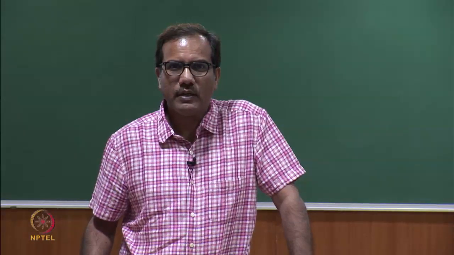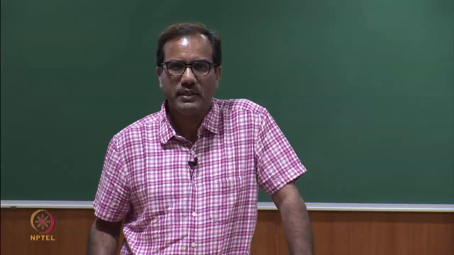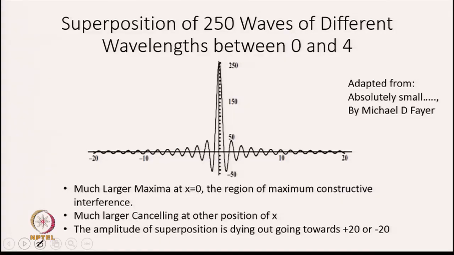Now, think of what will happen if there are 250 waves. This is the example where 250 waves of different wavelengths between 0 and 4 are taken, and the phases are adjusted so that at x equal to 0, there is a region of maximum constructive interference. If you take a very large number of waves, there is much larger cancelling at other positions of x, and you can see almost 0 at other positions of x. So, the amplitude of the superposition is dying out, going towards plus 20 or minus 20.